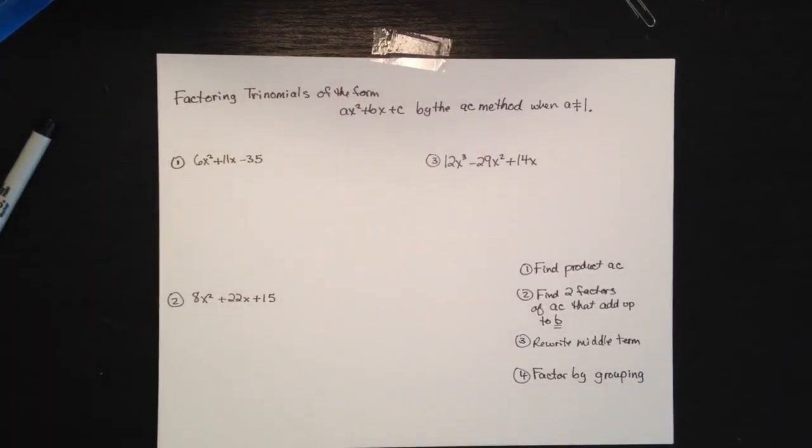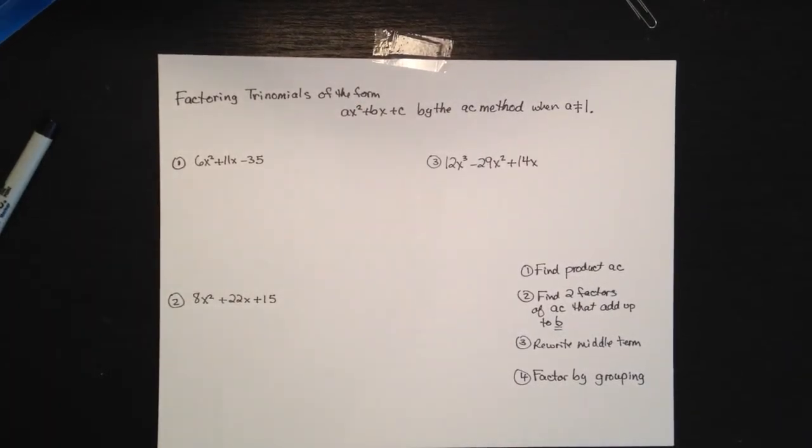This video is about factoring trinomials of the form ax squared plus bx plus c using the AC method, and this is specific when a does not equal 1, when your leading coefficient is not 1. Listed here at the bottom are the steps we'll take.